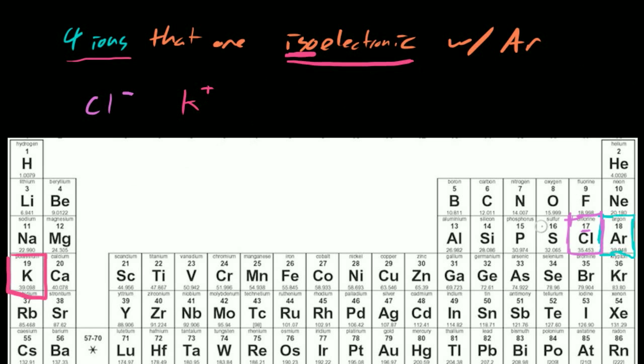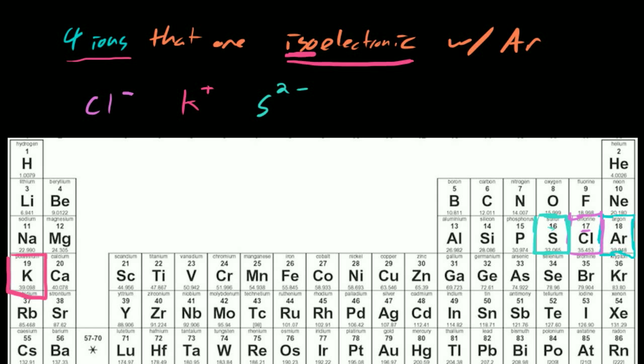So we've got 2 more now. How about if sulfur gained 2 electrons? Sulfur in its neutral state has 16 electrons, so if it gains 2, it'll have 18, which is the same as argon. So the sulfur 2- anion would have the same electron configuration as argon.